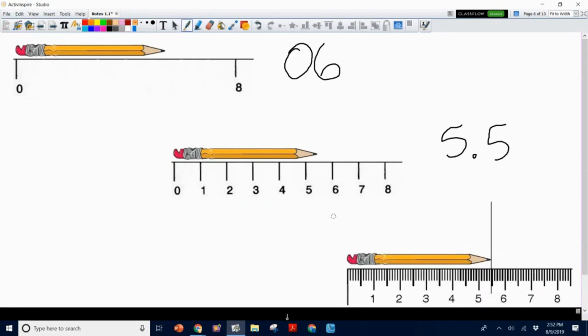Now in this last example, what do we know for certain? That the pencil is 5.4. We know that for certain. But it almost goes to the halfway mark. So let's say 9. So 5.4 is our certain. That 9 is going to be the estimated digit.